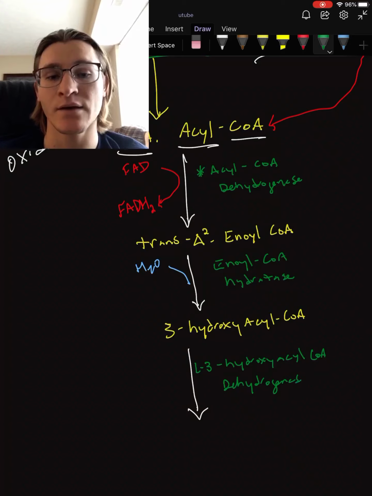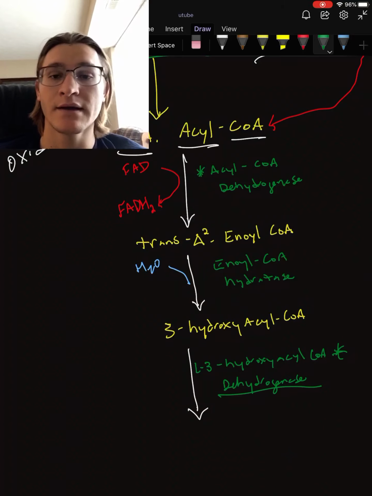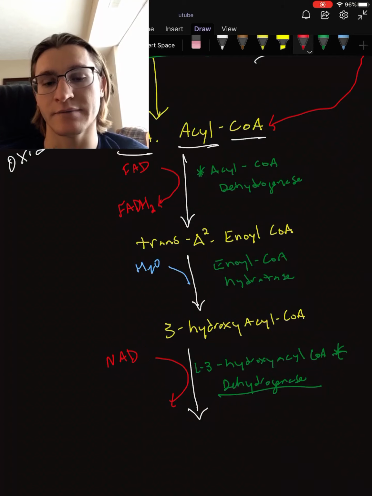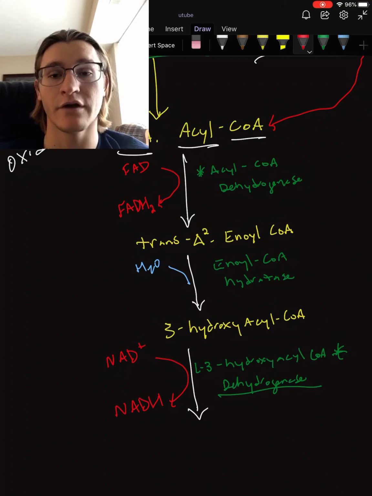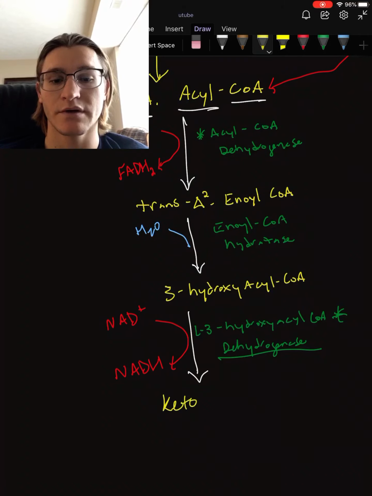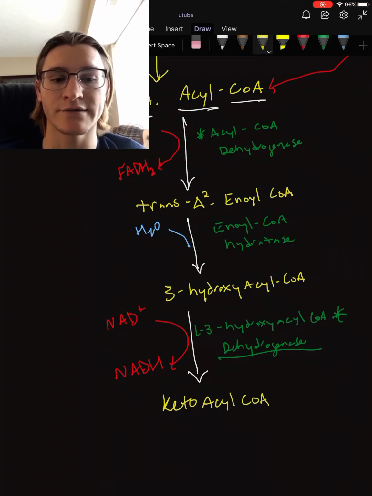And then since it's that, we know it's an indirect source of energy, so it's either FAD or NAD. So it's going to be NAD plus to NADH. NAD plus to NADH. Another form of indirect energy. Now we're going to make our keto acyl-CoA. So keto acyl CoA.